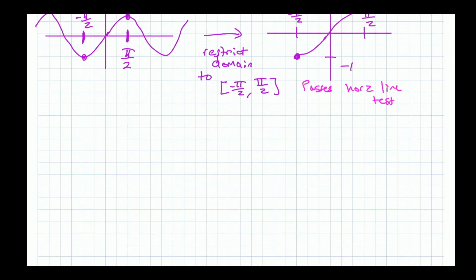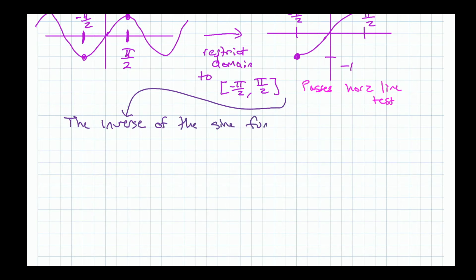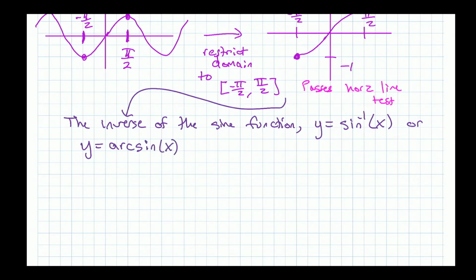Then what happens is, to define the inverse of the sine function, which we give a clever name to. We call it sine inverse of x. So that's the symbol for it. The inverse of the sine function, y equals sine inverse x. Or, and there's another name for it that you need to know, we'll say arc sine x.